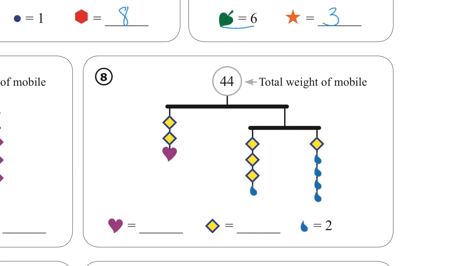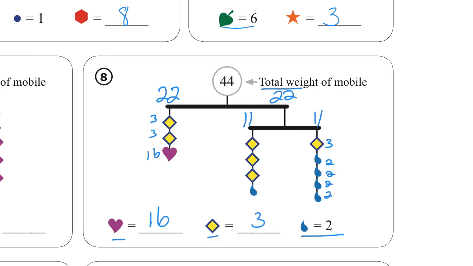Okay, to get you started on number 8, we're told now the total weight of the mobile. So if it's 44, that means each side here is going to be 22, and each side here is going to be 11. You're told that a drop is 2, so see if you can work through it and figure out what your diamond and your heart would be.